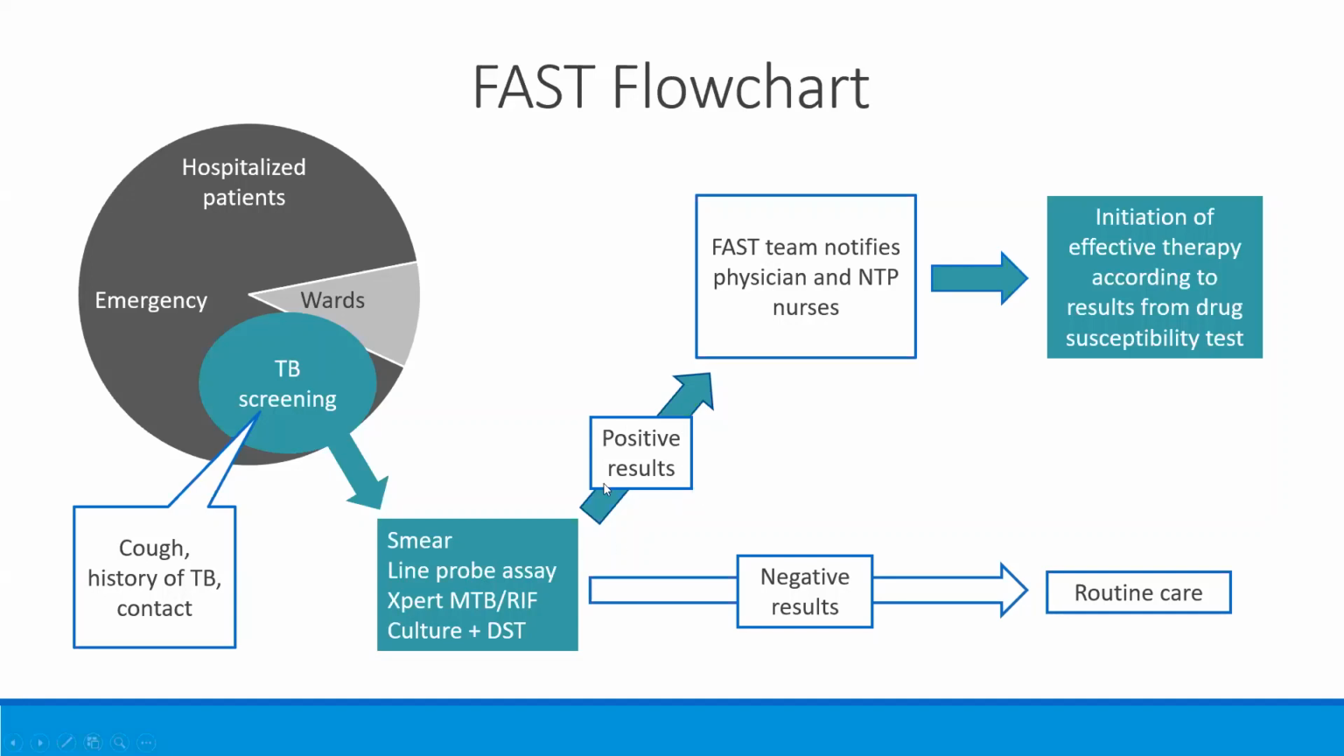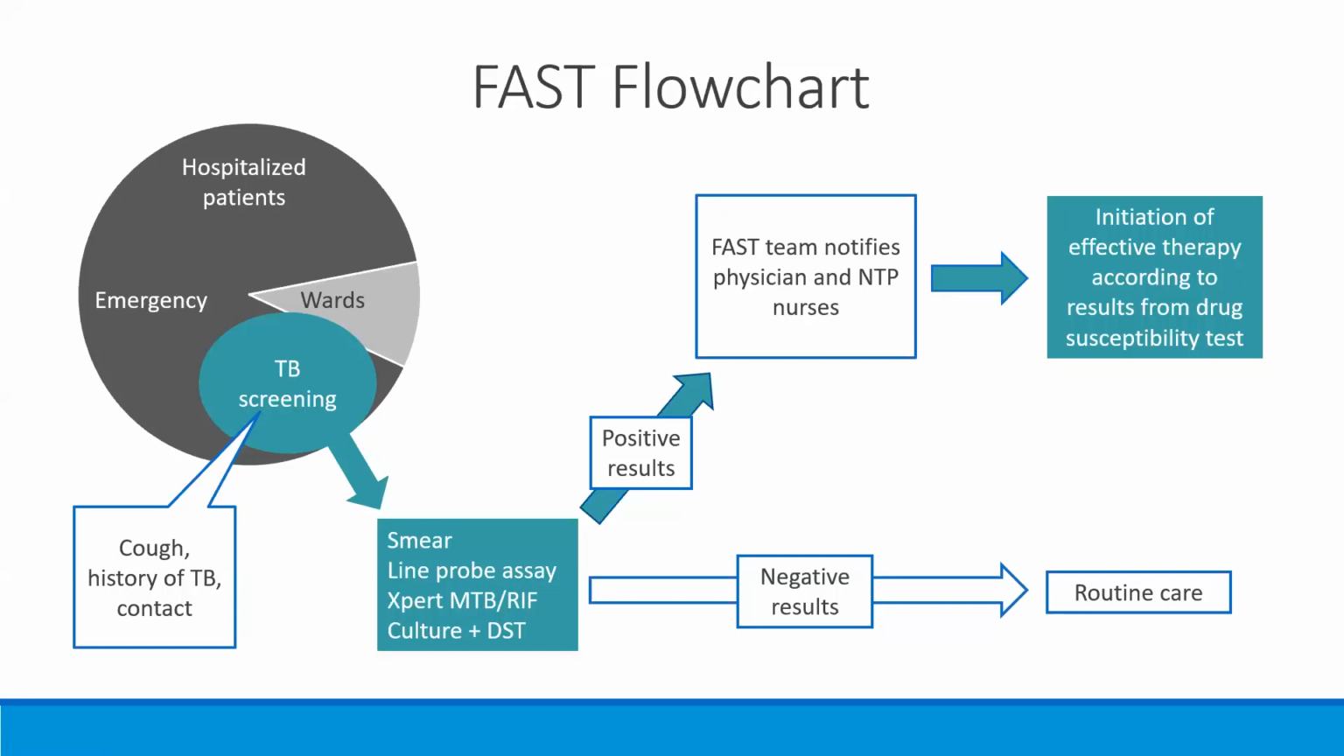For any positive results, the laboratory notifies our FAST team, and then our team notifies physicians and NTP nurses, National Tuberculosis Program nurses, so that they can initiate TB treatment. Ideally, the patient is then initiated on TB treatment that's informed by the drug susceptibility test. Our team is with them through the hospitalization, and then they refer the patient to their community health center to complete therapy, or transition care to outpatient at the end of their hospitalization.